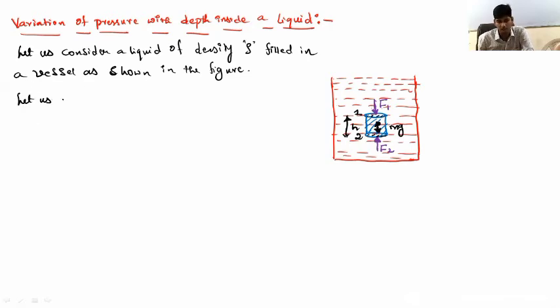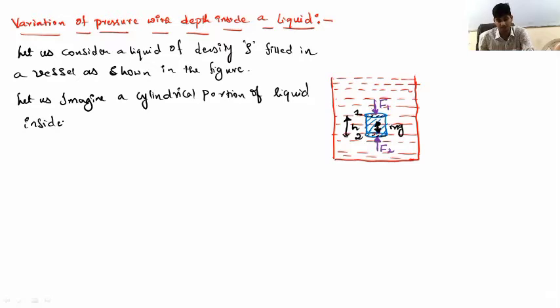Let us imagine a cylindrical portion of liquid inside the vessel. See, we are not immersing any cylinder inside the liquid. Instead, we are imagining a cylindrical portion inside the liquid. Let us imagine cylindrical portion of liquid inside the vessel.